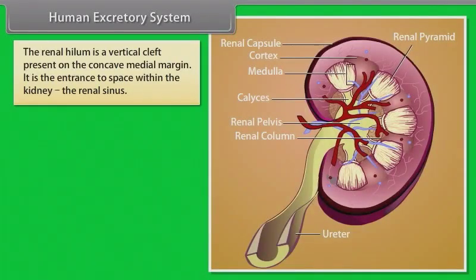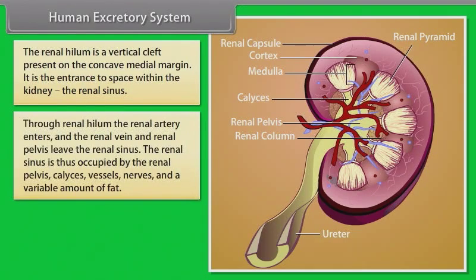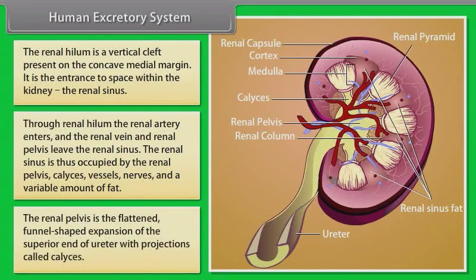The renal hilum is a vertical cleft present on the concave medial margin. It is the entrance to space within the kidney, the renal sinus. Through renal hilum, the renal artery enters and the renal vein and renal pelvis leave the renal sinus. The renal sinus is thus occupied by the renal pelvis, calyces, vessels, nerves and a variable amount of fat. The renal pelvis is the flattened, funnel-shaped expansion of the superior end of ureter with projections called calyces.